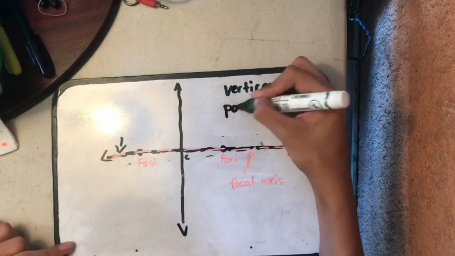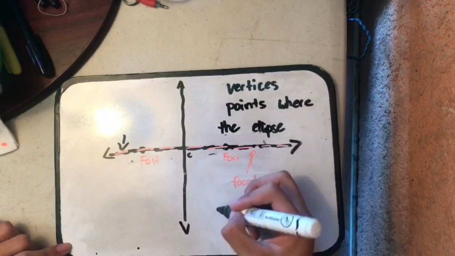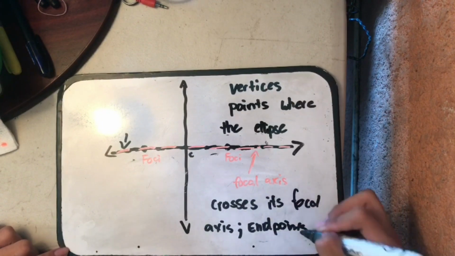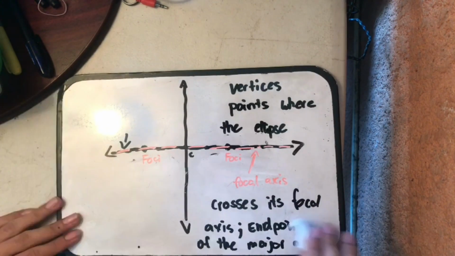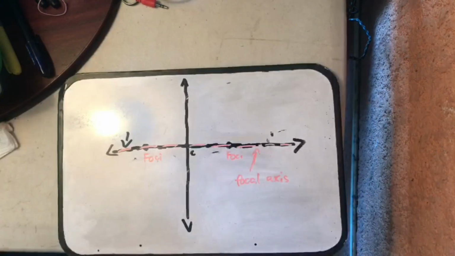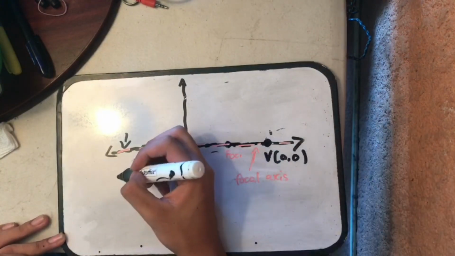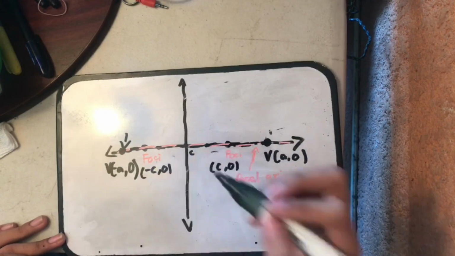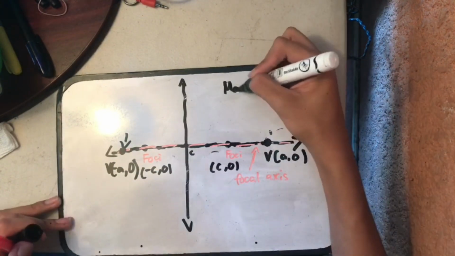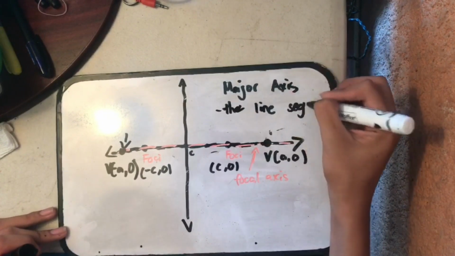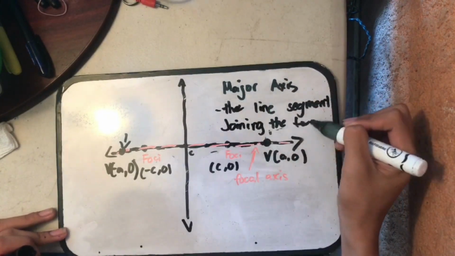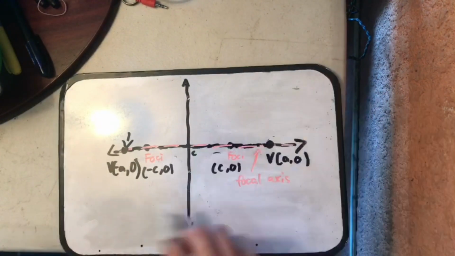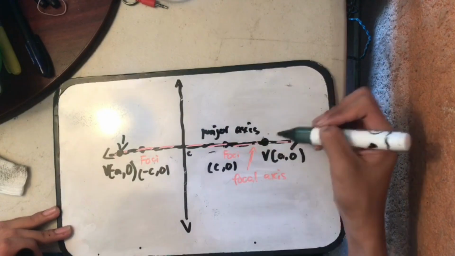Now, let us move to vertices. Vertices are points where the ellipse crosses its focal axis. They are also the endpoints of the major axis, which is presented here as (a, 0) and (negative a, 0). Now, the major axis. The major axis is the line segment joining the two vertices. The major axis here is horizontal.